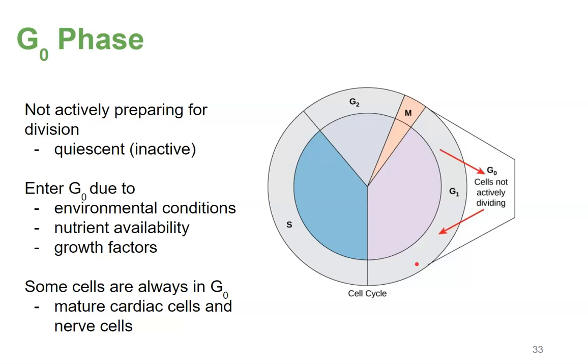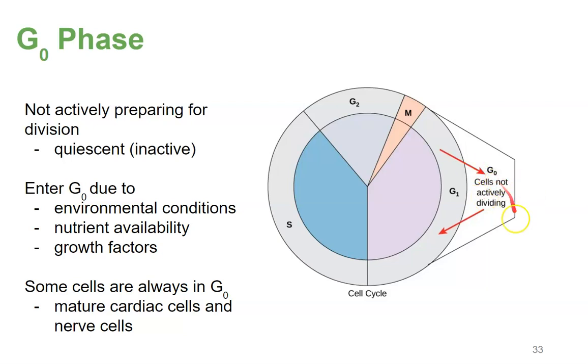Let's talk about what G0 phase is really quick. So G0 phase is part of the cell cycle, and we haven't seen it on the other images because it's not that it's rare, but there's only a few cells that really stay in G0 phase. Usually the cells that stay in G0 phase and don't come out are like your mature cardiac cells, so your heart cells, and nerve cells. So they enter this phase of quiescence, or phase of inactivity, and they stay there. So they're not going to duplicate their DNA, and they're not going to divide anymore. They're just going to stay here.